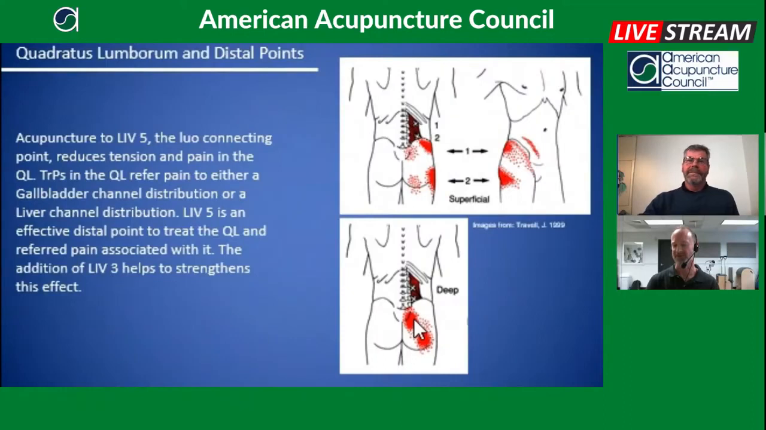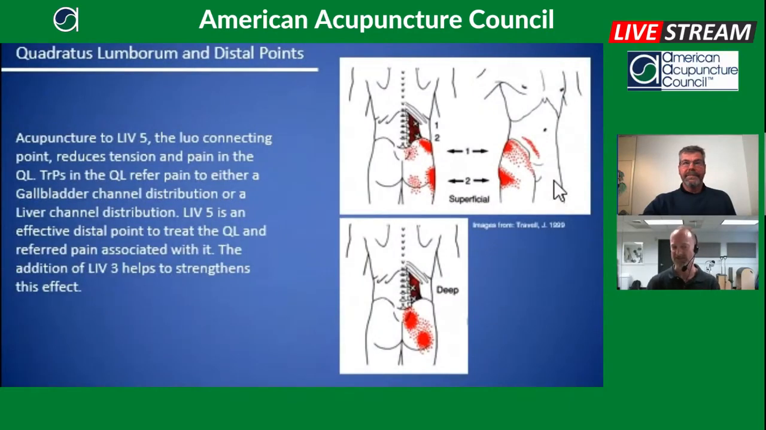That also speaks to a possible mechanism of how liver 5 is so effective for the QL: maybe it's working with that collateral circulation, being the low connecting point. It's working with the collateral circulation that is referring pain both to the gallbladder channel distribution and the liver channel distribution. It has a referral between these two internally, externally related channels. And it's interesting that it's the low connecting point that would have such a strong relationship in removing pain from the quadratus lumborum and helping with that pain referral sensitization.